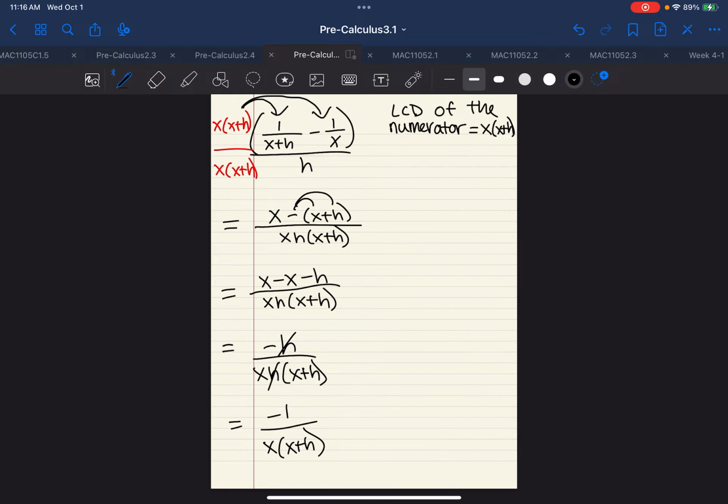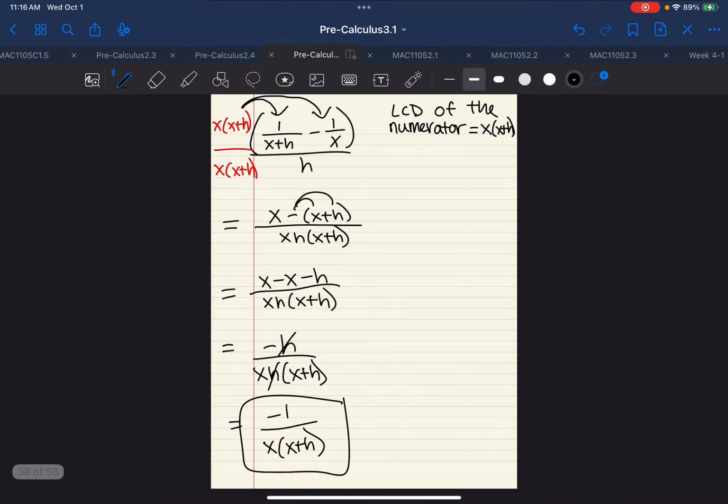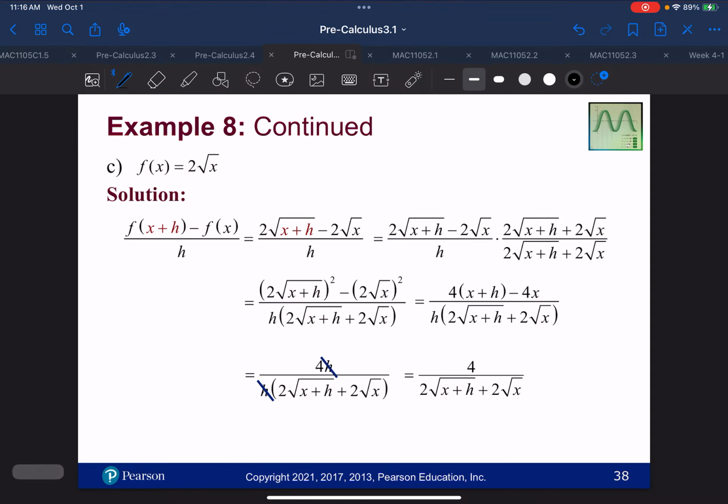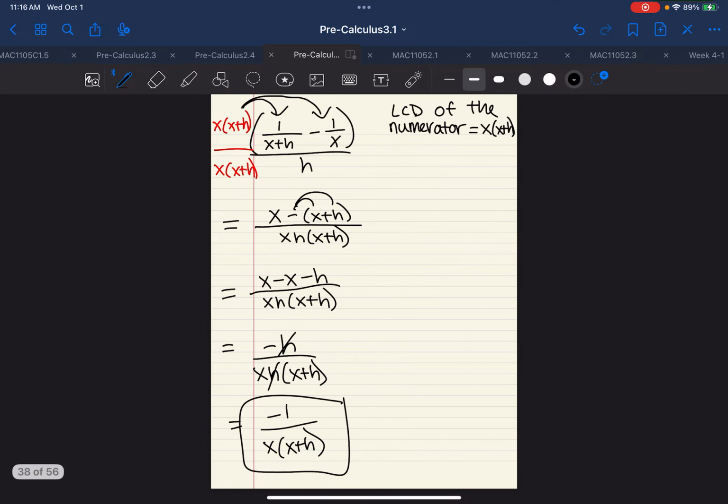And then I can't do anything else from there. So this would be the final answer. And that's what they got right here as well. Okay, and we'd be done.